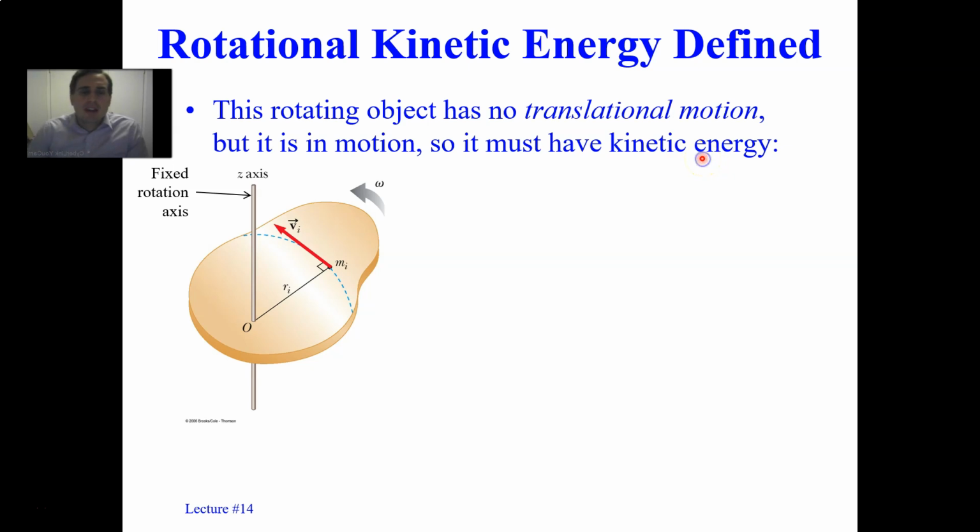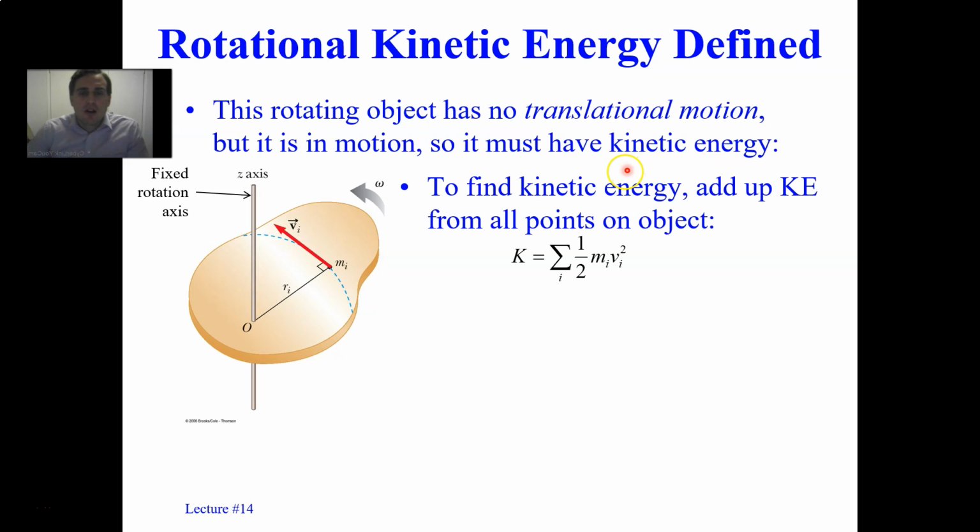So, in order to have kinetic energy that we haven't defined yet, we should use what we know about kinetic energy. Now, kinetic energy is 1/2 mv squared. But let's put m_i and v_i with subscripts of i and add up all these little point masses. Because it's a large extended object, there's a very large number of very small point masses on this extended object.